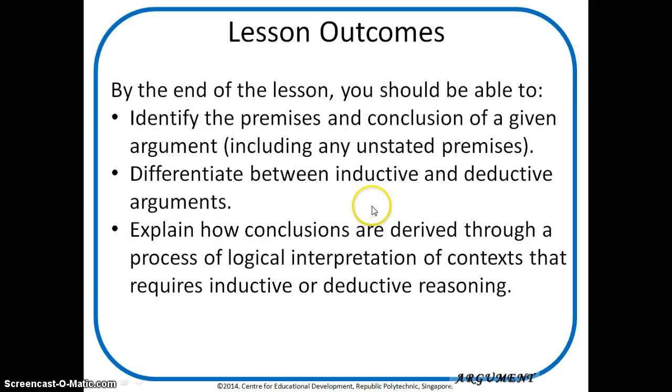Okay, so basically to summarize it, that's the lesson outcome. In an argument, whether it's inductive or deductive, you must identify the premises. Okay, in other words, the statements, and then following from the statements and premises, you have a conclusion. Okay. Now, and also in some cases, there will be some unstated premises, and you must be able to differentiate between inductive and deductive arguments, and then explain how conclusions are derived through a process of logical interpretation of context. Okay, that means either through inductive or deductive reasoning. So basically, that's the main lesson outcome for P09.